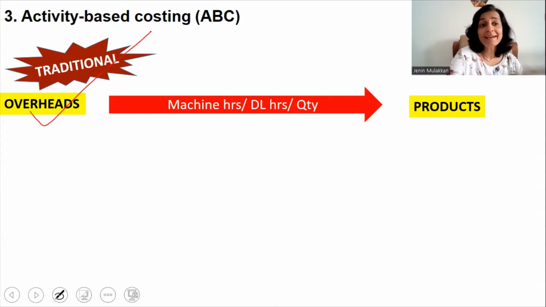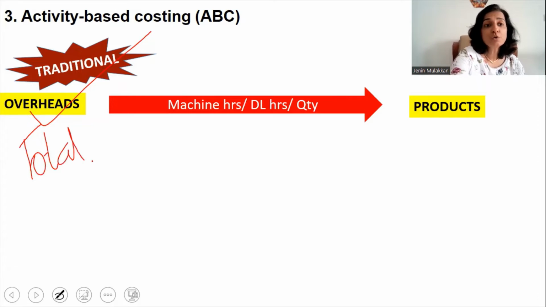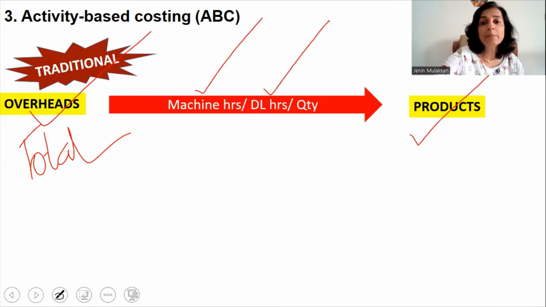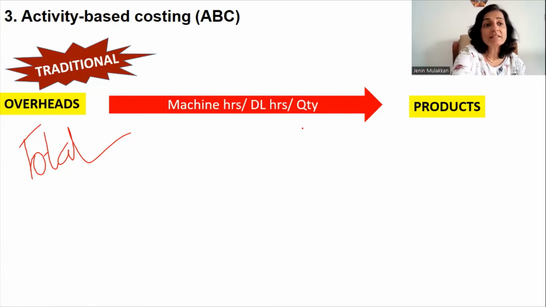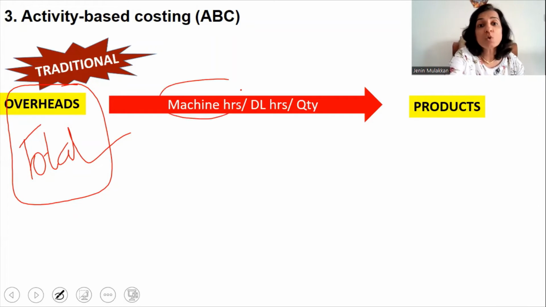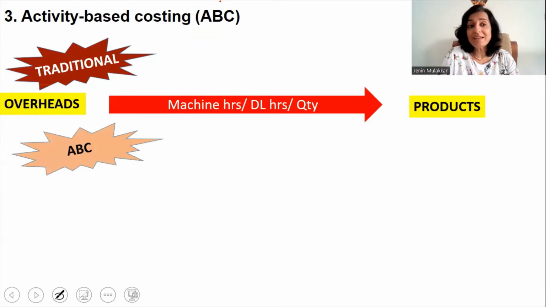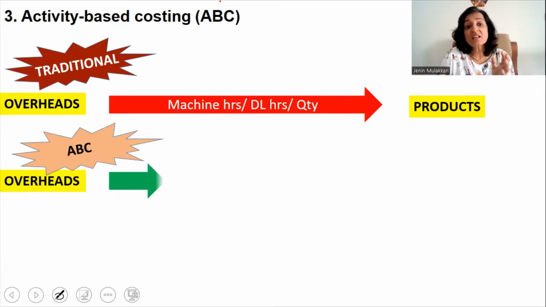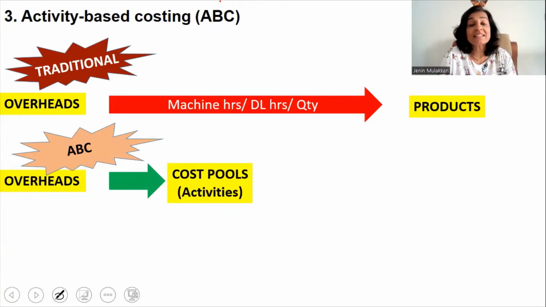The overheads or the indirect expenses in total used to be divided between the products based on either machine hours or direct labor hours or the quantity produced. That is the overheads in total without making a distinction between whether it is factory rent, whether it is the purchase department salary, whether it is the machinery maintenance. All these used to be clubbed in total, and there was only one basis of dividing the entire overheads, which is not correct. But under activity-based costing, the overheads or the indirect expenses were grouped into cost pools or activities. That is, they break up the overheads based on the nature of expenses.